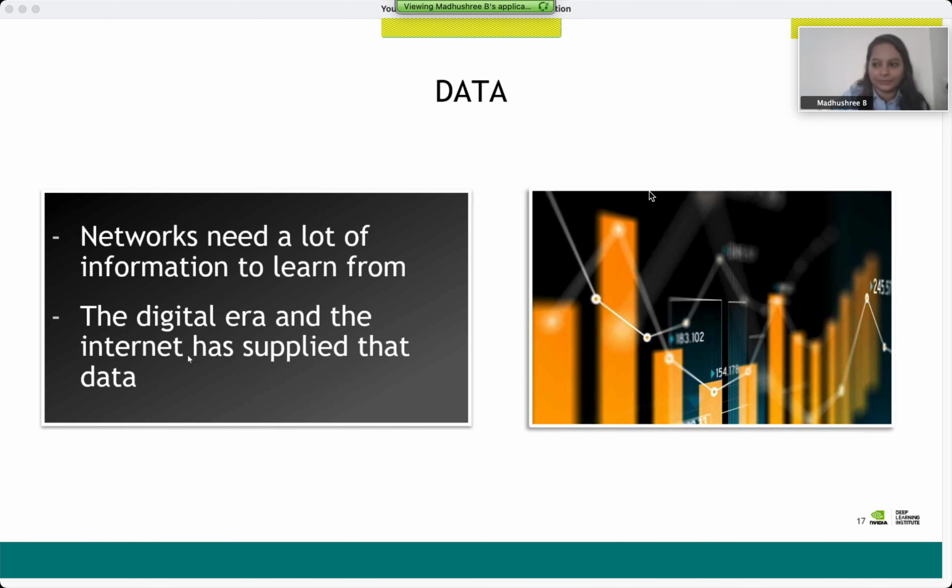The first one is data. In order for a neural network to train, understand, and perform at human-level accuracy, it needs a lot of data. It used to be in gigabytes of data. Now it is beyond terabytes, so big you can't even imagine. The digital era and the internet have supplied that data for us. Everybody has a phone, everybody is on social media, we are creating content at such a faster pace. So the data is everywhere.